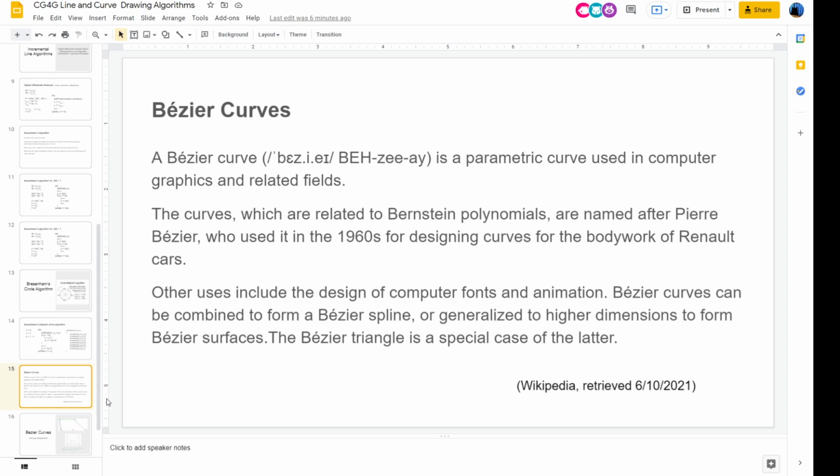Now, the fanciest algorithm we'll talk about today, and in the end it kind of works out to be one of the simplest ones, is Bezier curves. It sounds really, really fancy. It's got a cool French name. It was invented by Pierre Bezier, during the 60s for designing curves for the bodywork of Renault cars. So they wanted to basically say, okay, how do we model these things?